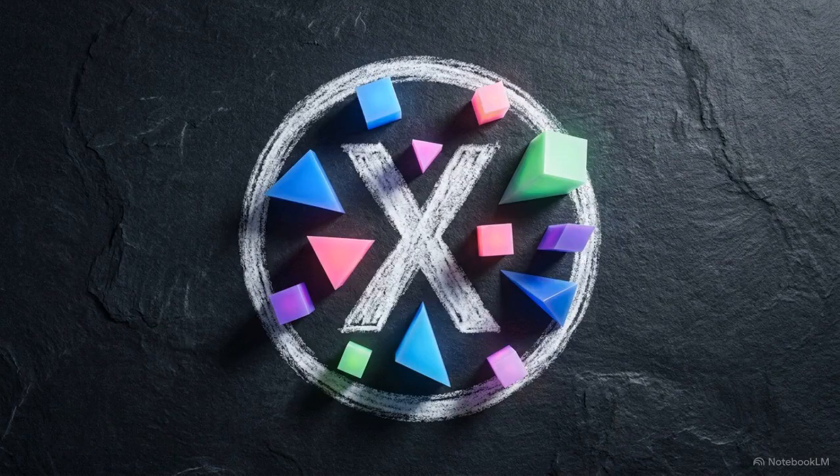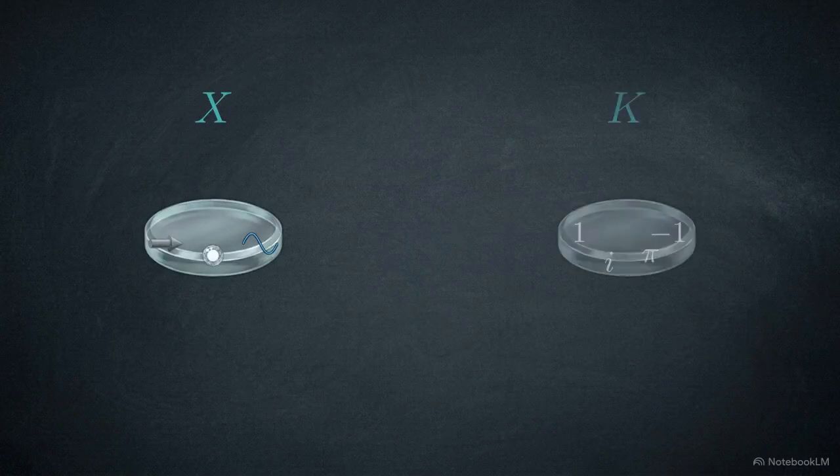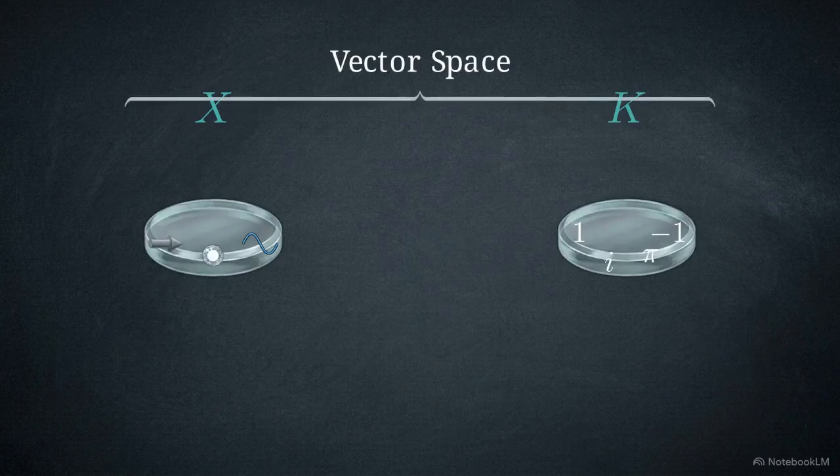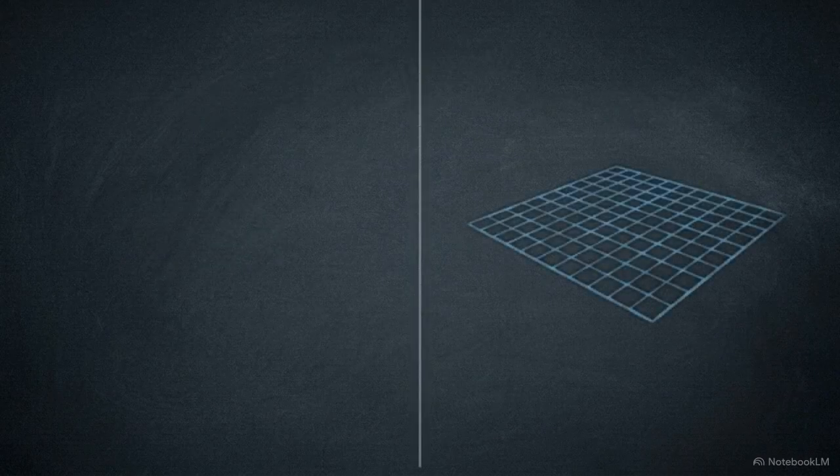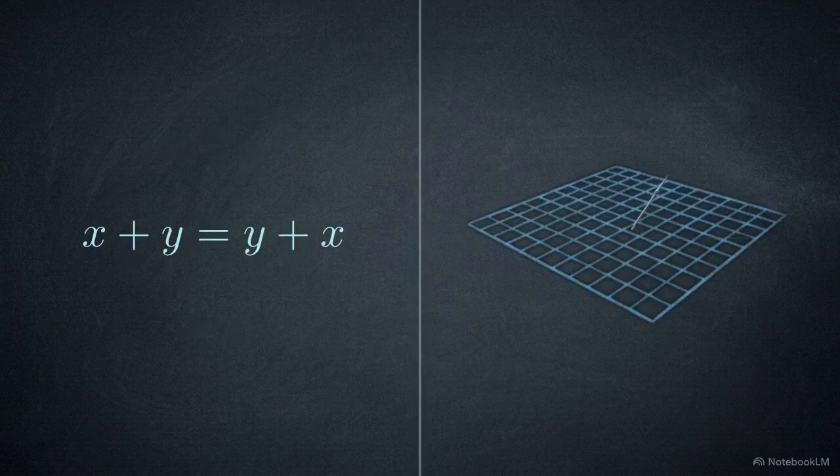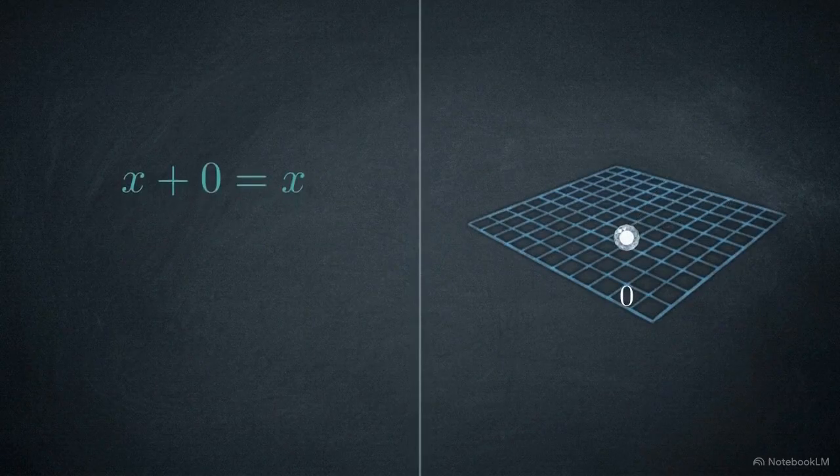A vector space is built on two components, a set of elements, X, and an underlying scalar field, K, which usually consists of real or complex numbers. Interactions within this space are limited to two specific operations, vector addition and scalar multiplication. These operations are governed by axioms like commutativity and associativity. These ensure that the order in which we add vectors, or how we group them, does not change the final result. The space also requires a zero vector to act as an identity element, and an additive inverse for every vector, guaranteeing that every movement in the space can be precisely reversed.